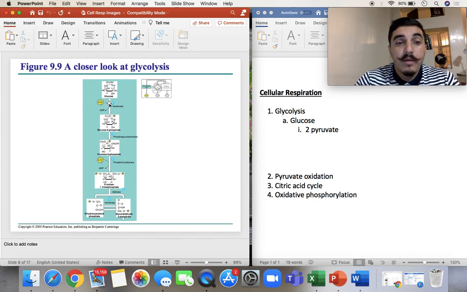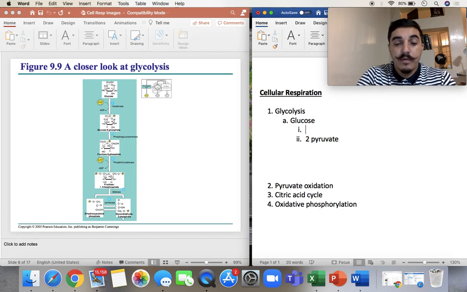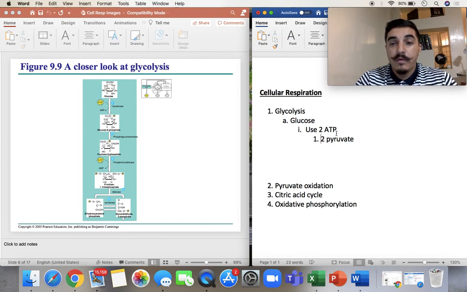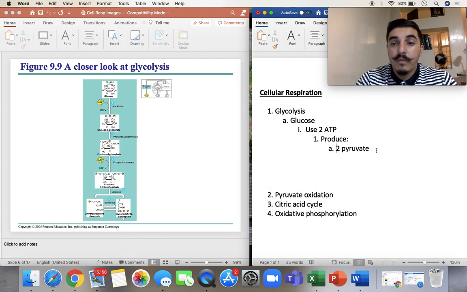During glycolysis, we use two ATP, and we produce two pyruvates. So we're going to use energy to break these molecules down. We use a little bit of energy, but we're mainly going to produce more energy than we actually use.